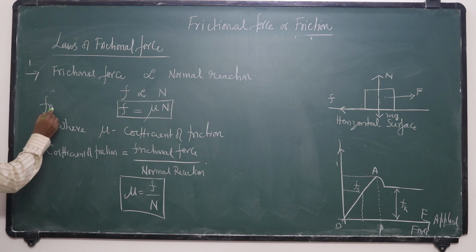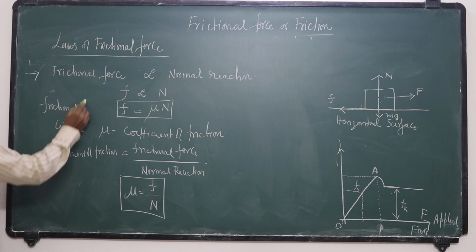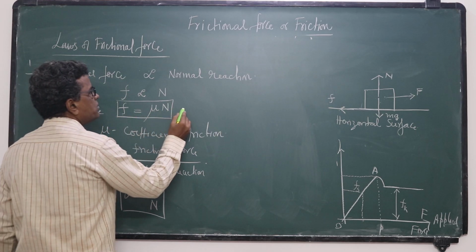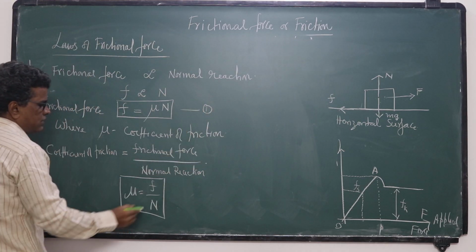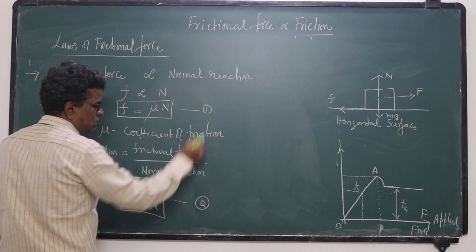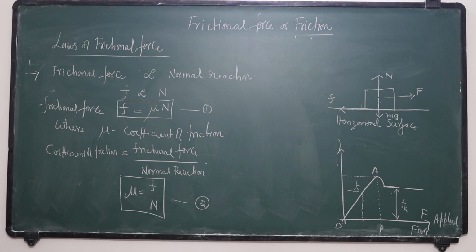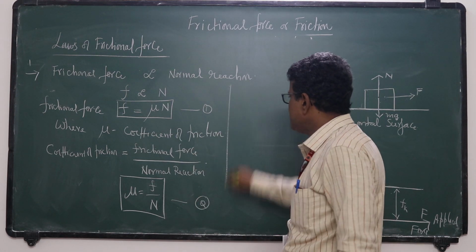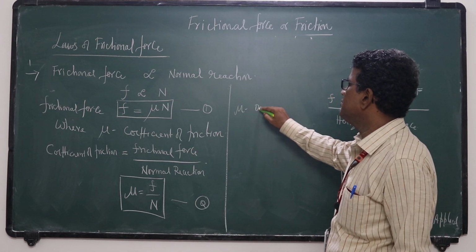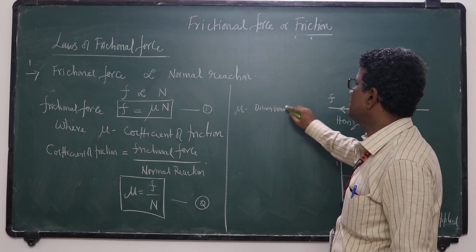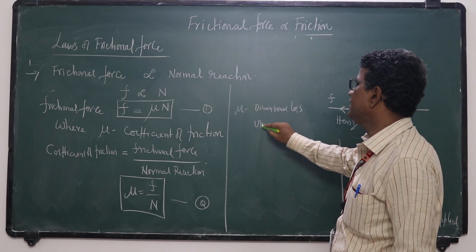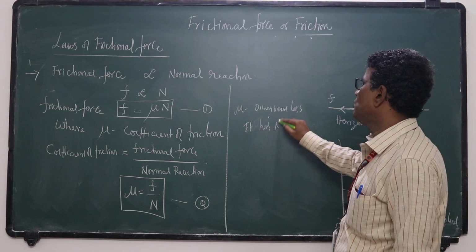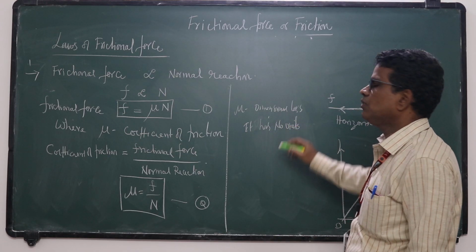What is F here? Frictional force. Okay. So the frictional force is given by the formula F is equal to mu N. You call it as equation 1. This is equation 2. Of course, both are the same. This coefficient of friction mu is a dimensionless quantity. Dimensionless or unitless. It has no units and dimensions. No units.